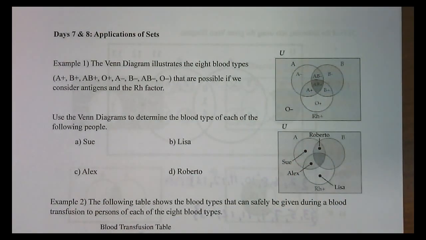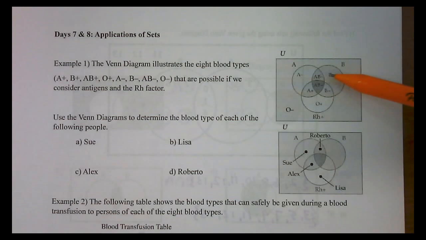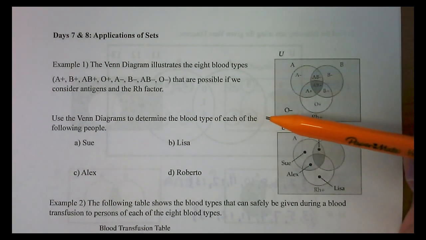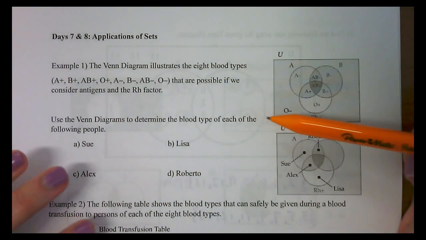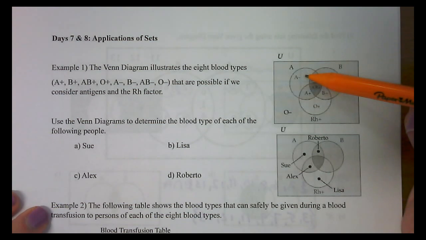Looking at the packet on page 18. Okay, we're looking at an example here of blood types, and we can see how they're coded based on where the intersections are. It says use the Venn diagram to determine the blood type of each of the following people. So we're actually just looking to see where they're located.